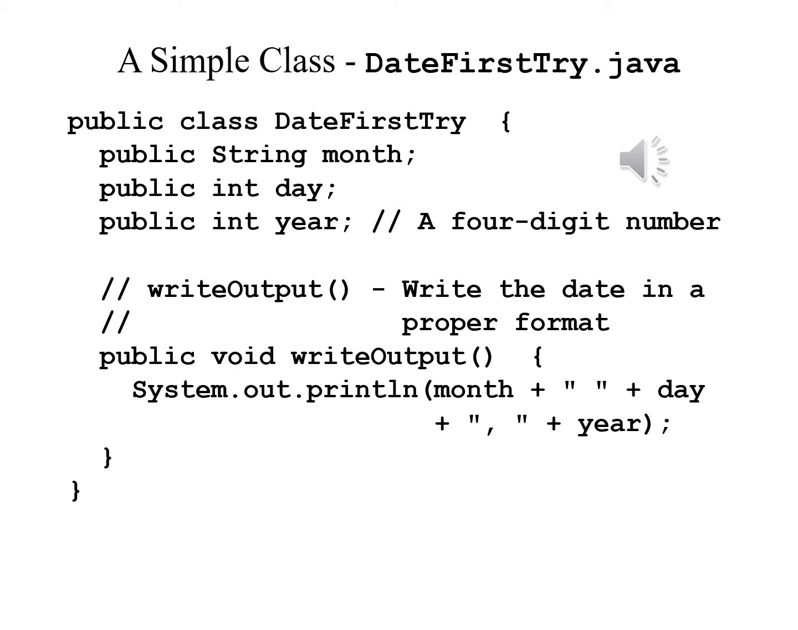Notice the absence of the word static here. Static here would indicate that there could only be one instance of the method ever at any given time. That's not what we're using here. We're going to have different instances of this available for every time we create a new date.